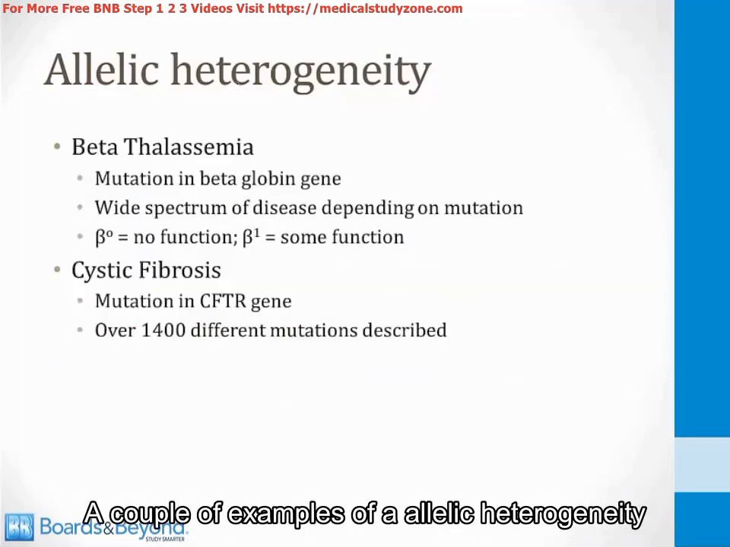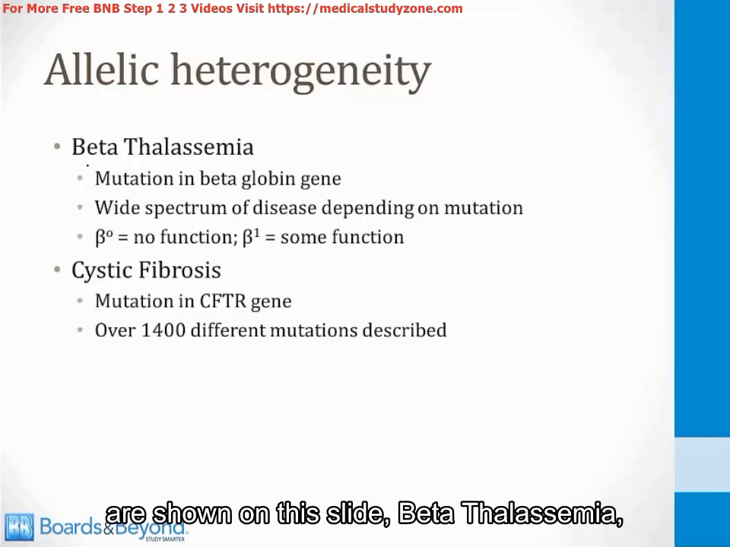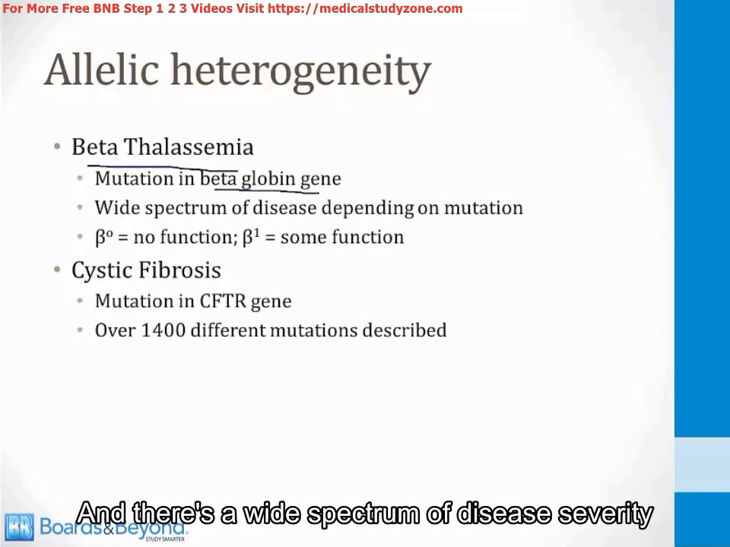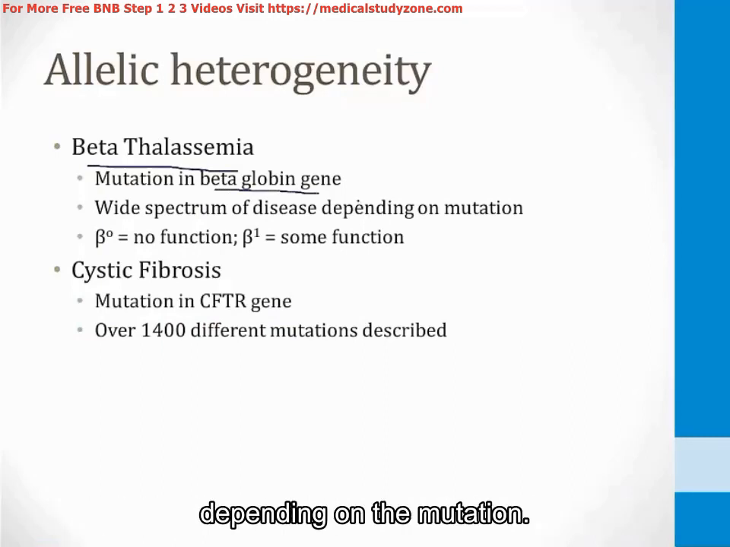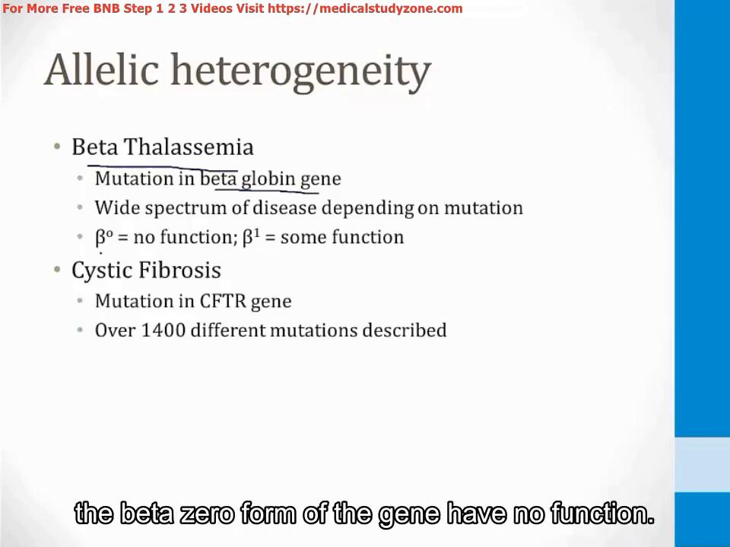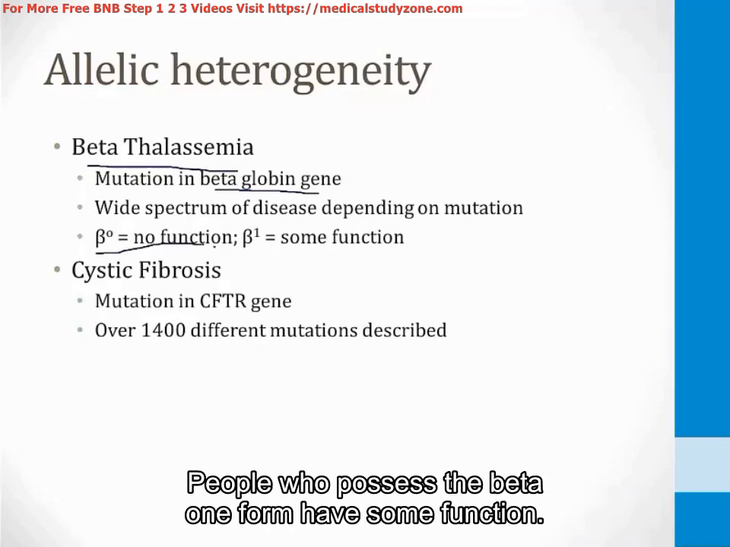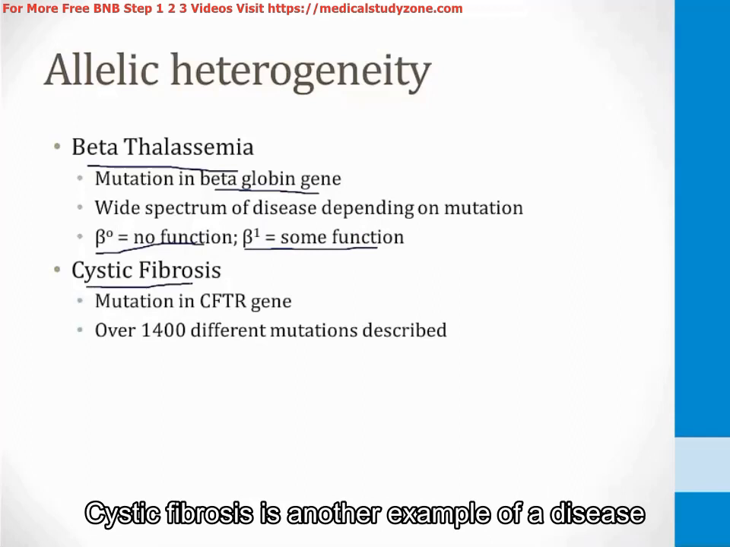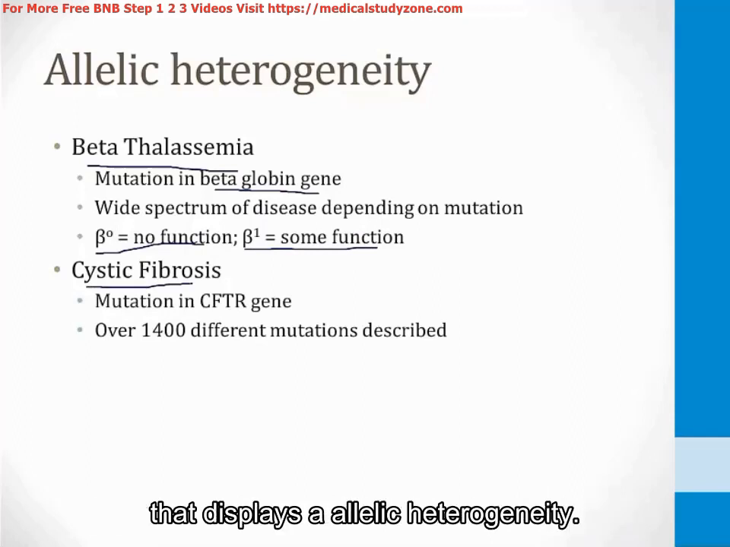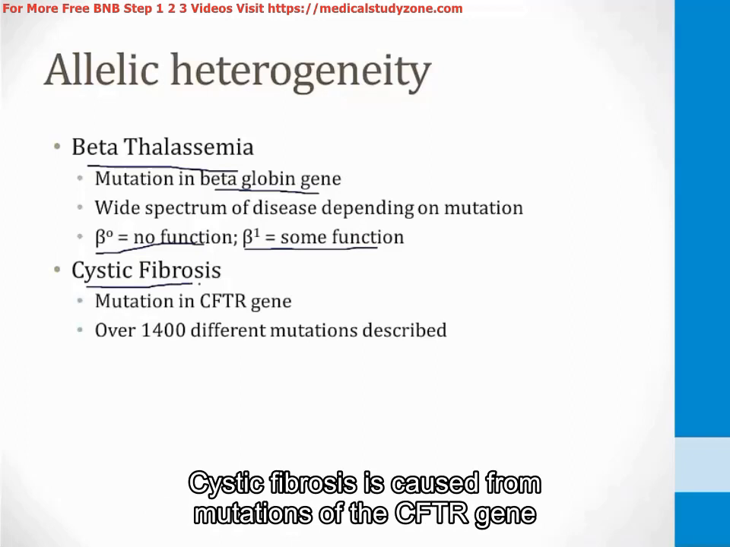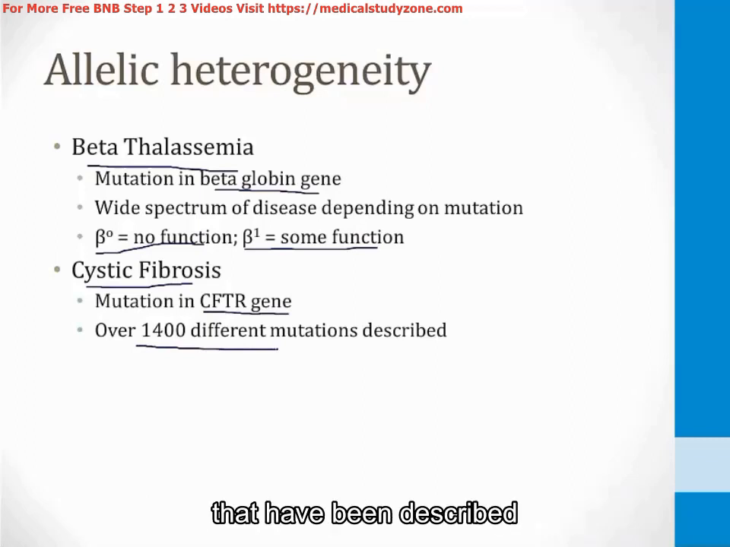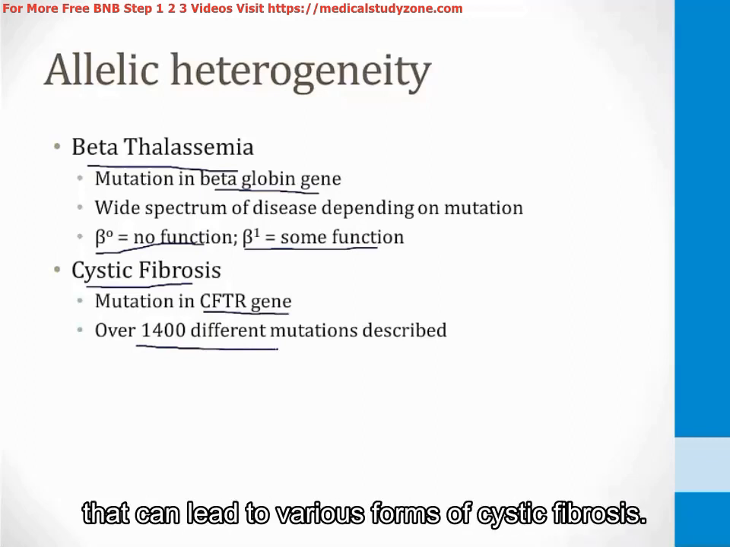A couple examples of allelic heterogeneity are shown on this slide. Beta thalassemia, which I discussed in the hematology section, involves mutations of the beta globin gene, and there's a wide spectrum of disease severity depending on the mutation. People that are said to possess the beta 0 form of the gene have no function. People who possess the beta 1 form have some function, and I talk about this in more detail in the hematology section. Cystic fibrosis is another example of a disease that displays allelic heterogeneity. Cystic fibrosis is caused from mutations of the CFTR gene, and there are over 1,400 different mutations that have been described that can lead to various forms of cystic fibrosis.